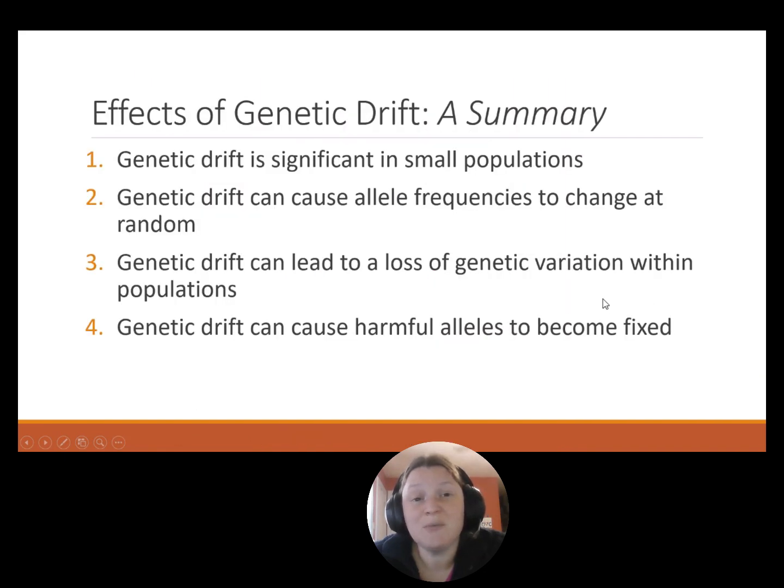Okay, so quick summary of our genetic drift. This is more significant in our smaller populations. Genetic drift can cause allele frequencies to change randomly, and it can lead to loss of genetic variation in the populations, which we call fixation. Sometimes we see genetic drift causing harmful alleles to become fixed.